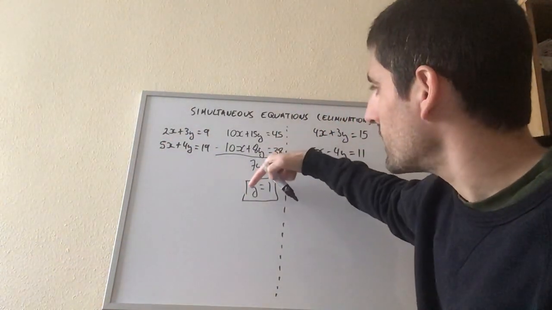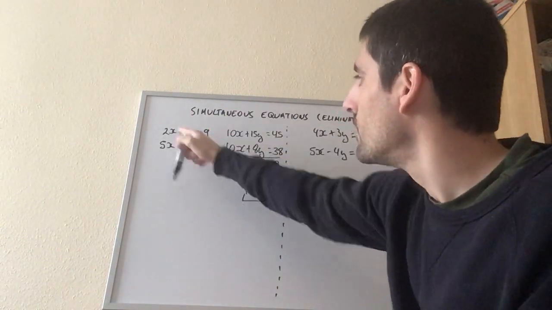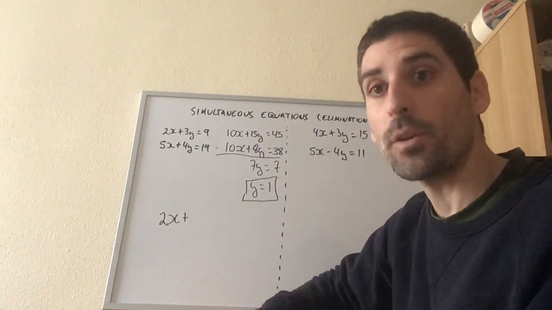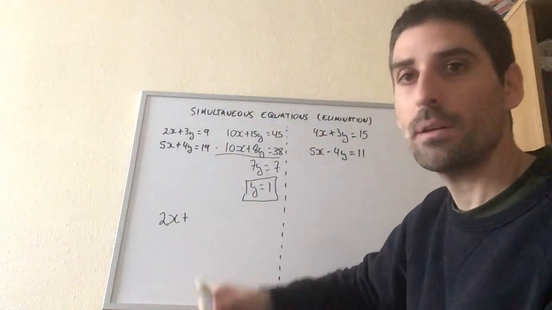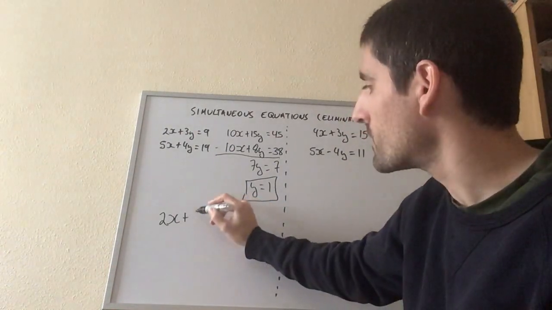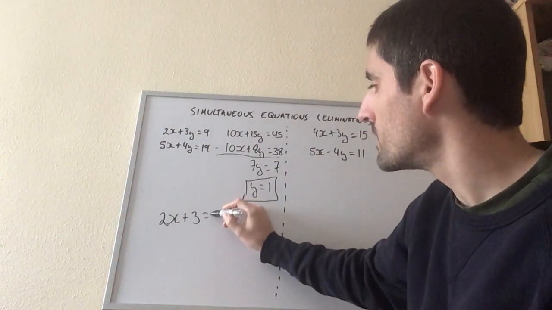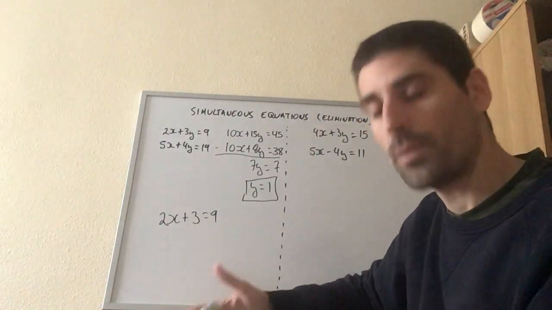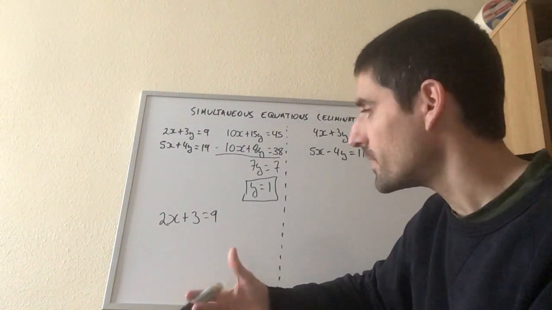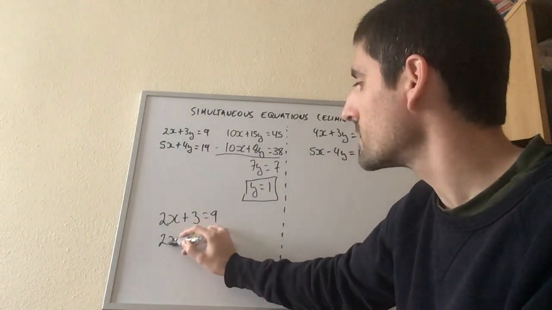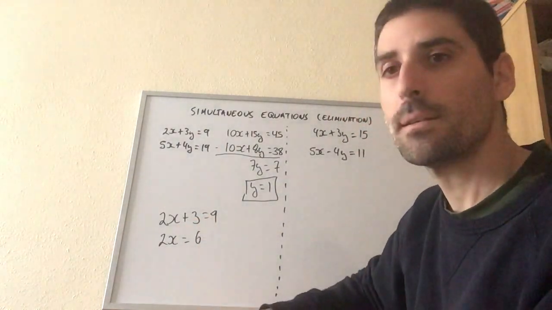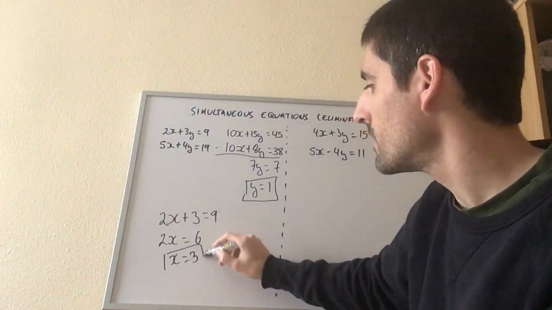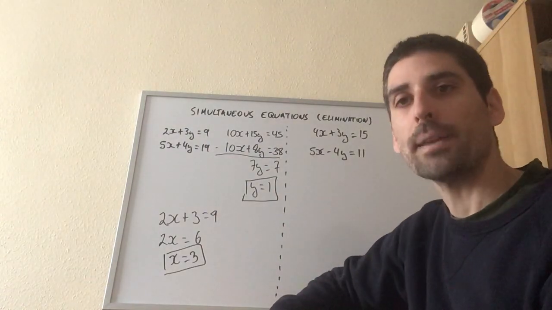So if I take this and substitute it into here, 2x plus 3y, but y is 1. So 3y, 3 times 1 is 3, equals 9. Now I need to solve this equation here. 3, when I move it to the other side, it changes sign, goes subtracting, so 2x equals 6, therefore x equals 3. And I found y, I found x, I finished.